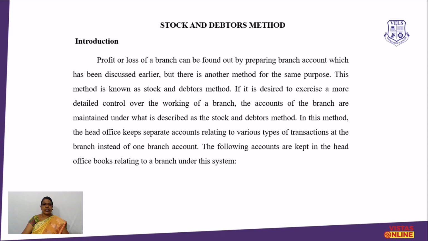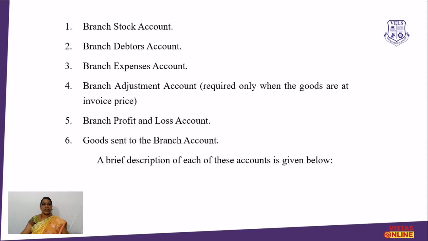Under this method, the head office keeps separate accounts relating to various types of transactions at the branch instead of one branch account. The following accounts are kept in the head office books relating to a branch under this method. First, we can see the accounts. What are the accounts they are maintaining? The first, branch stock account, branch debtors account, branch expenses account, branch adjustment account, branch profit and loss account, goods sent to the branch account.